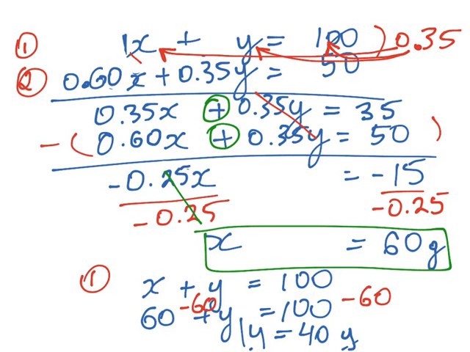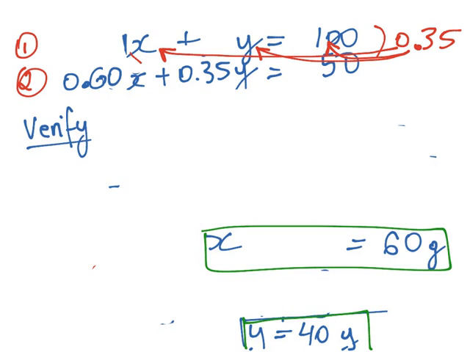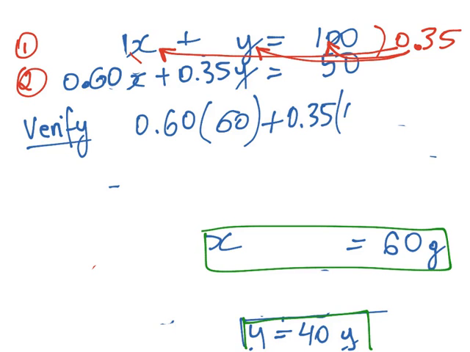So that's 40 grams. The last thing we need to do is verify that indeed this is true, that one is 60 grams, one is 40 grams. Now we have already verified in the first equation, so let's verify in the second equation. So we're going to plug in 0.60 times 60, plus 0.35 times 40, and let's see if we actually get the answer of 50. And yes, we do. We get the answer 50. That means it is verified.